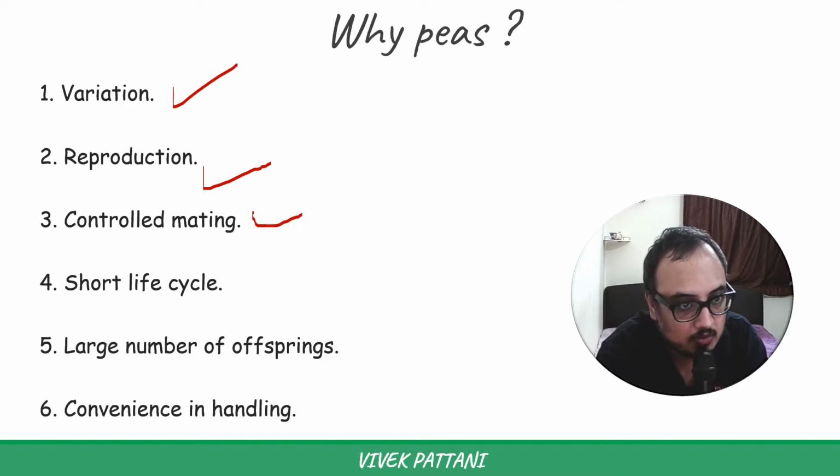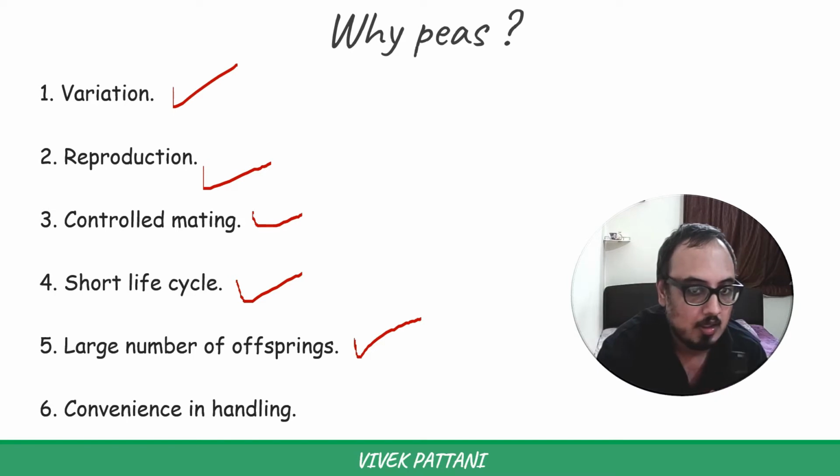And the next point, the fourth one, is the short life cycle. Okay, why is a short life cycle important? It should be very short, because it reduces the time of the research. Next one, a large number of offspring. The organism should also be able to produce a large number of offspring.